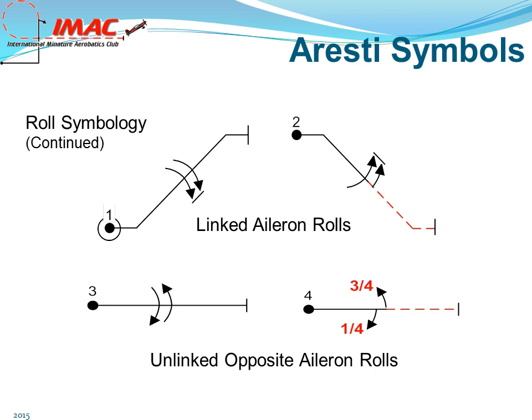Unlinked similar rolls will always be in the opposite direction. Figure 3 is one 360 degree aileron roll followed by an opposite 360 degree aileron roll. The pilot has the option to roll in either direction as long as the second roll is in the opposite direction. Figure 4 is a combination of partial rolls. This is a quarter roll followed by an opposite three-quarter roll.